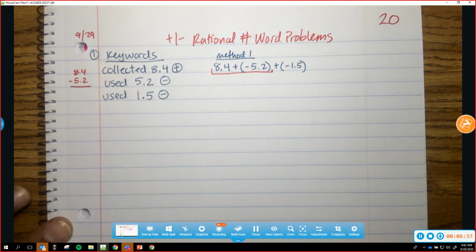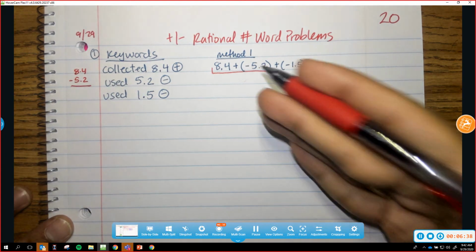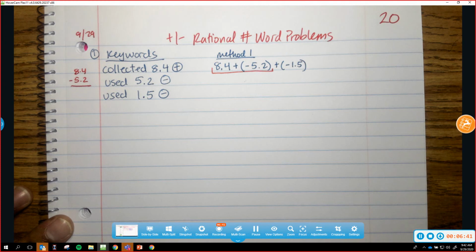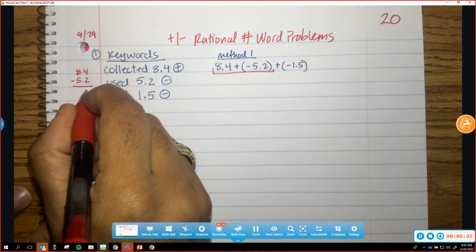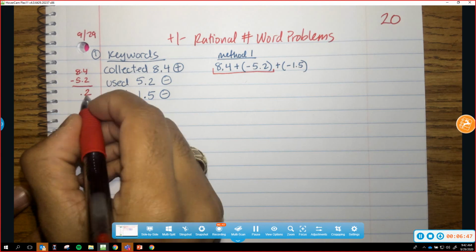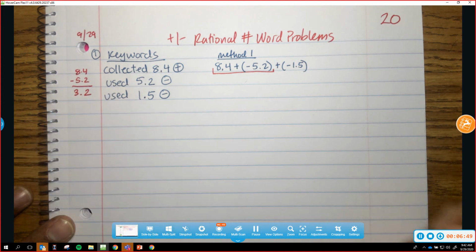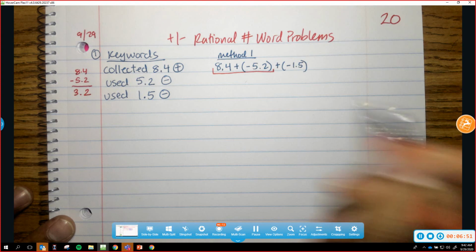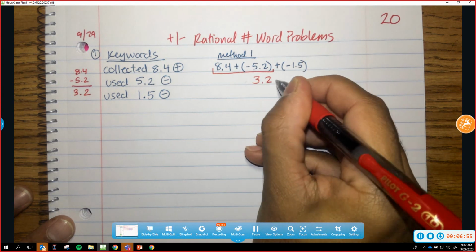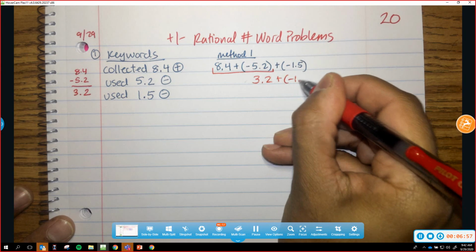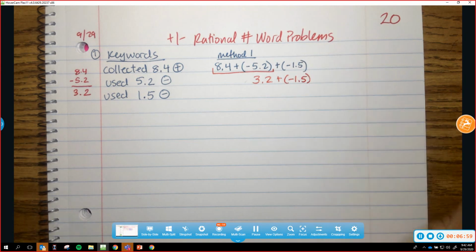If you're wondering how I'm doing subtraction with an addition problem, go back to your notes. Adding different signs means I need to subtract the two numbers. 4 minus 2 will get me 2. Bring down your decimal. 8 minus 5 will get me 3. We have more positives, so my answer is positive 3 2/10, plus negative 1 5/10.